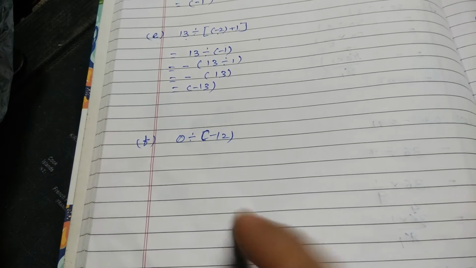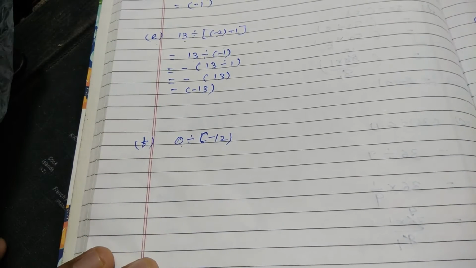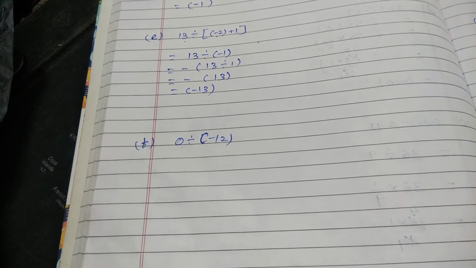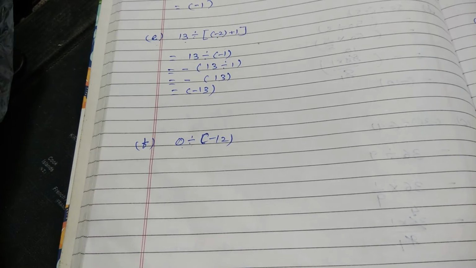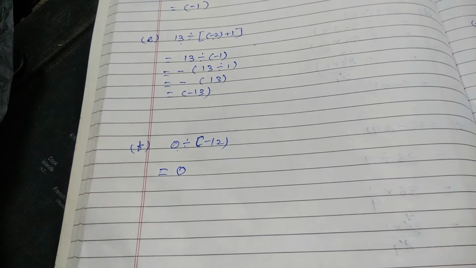Next F, 0 divided by minus 12. And as we know that 0 divided by any integer, we will get at the end the answer 0.